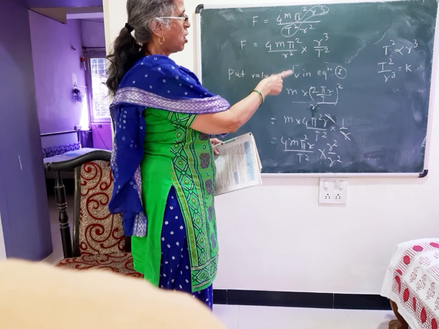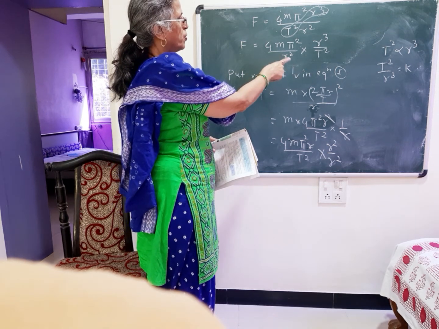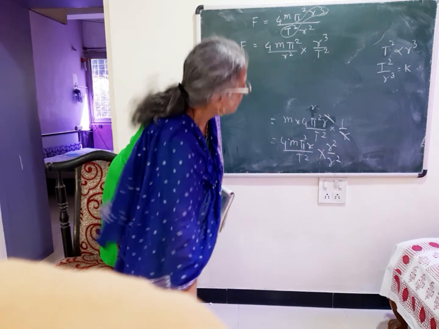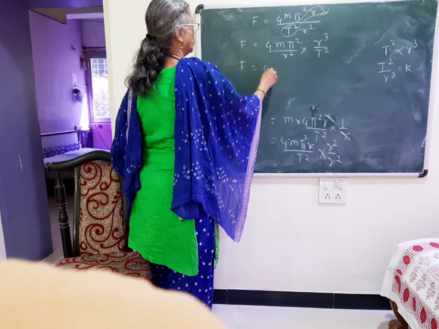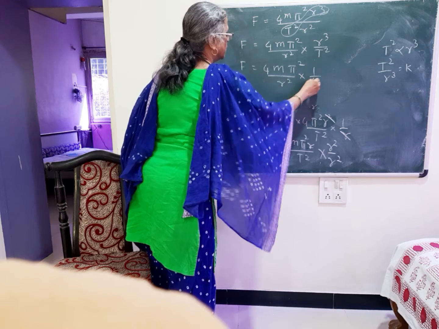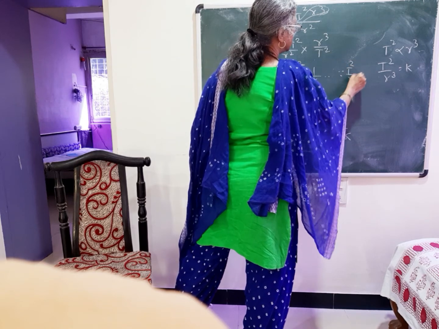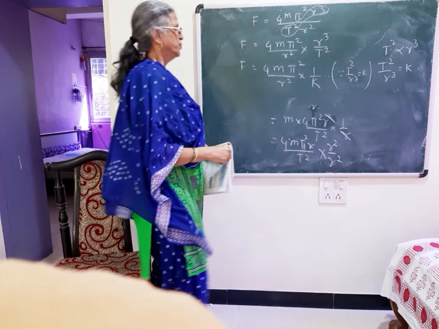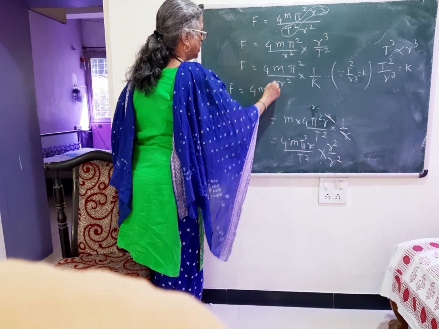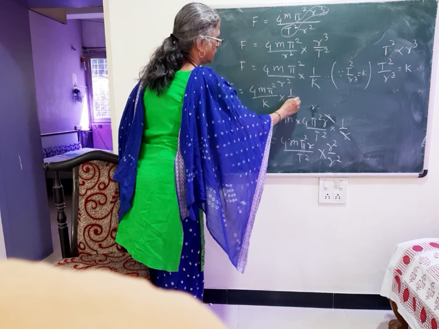Our law gives us T square upon R cube is equal to K. So what will be R cube upon T square? That will give you 1 upon K. Followed? So F is equal to 4m pi square upon R square into 1 upon K, since T square upon R cube is equal to K according to Kepler's. So we have F is equal to 4m pi square upon K into 1 upon R square.